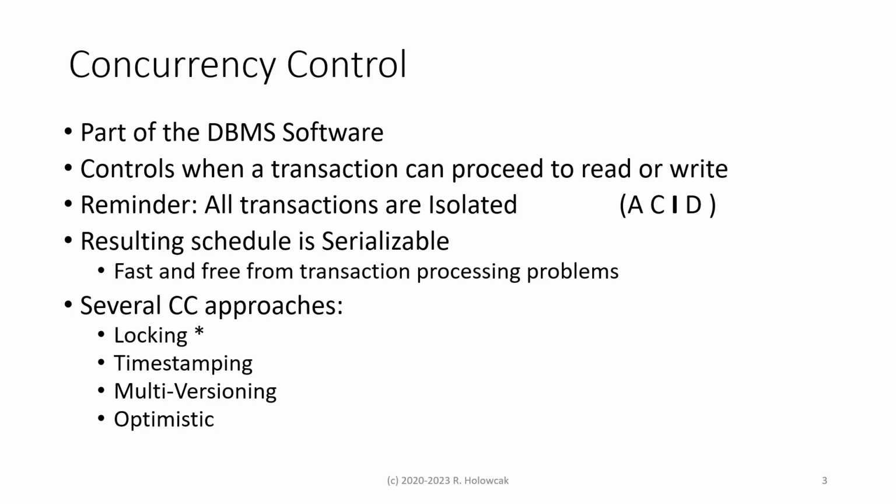This means that the schedule will run very quickly, transactions can run in parallel, and the schedule will be free from transaction processing problems. There are several concurrency control approaches, including locking, timestamping, multi-versioning, and optimistic concurrency control. This video will focus on locking.